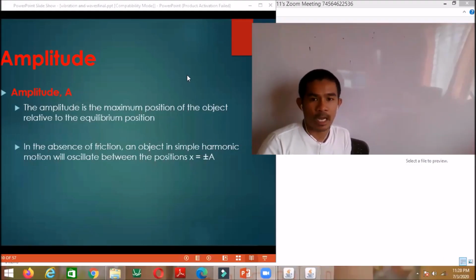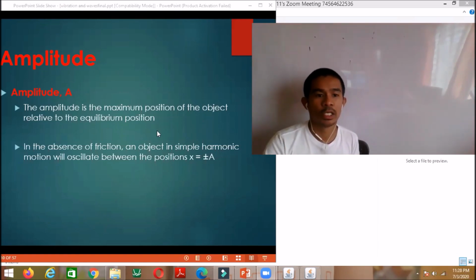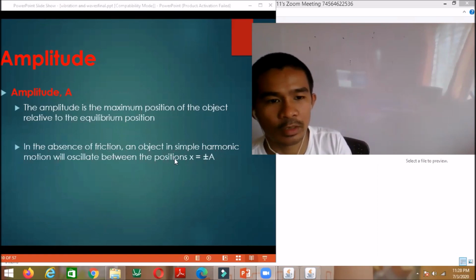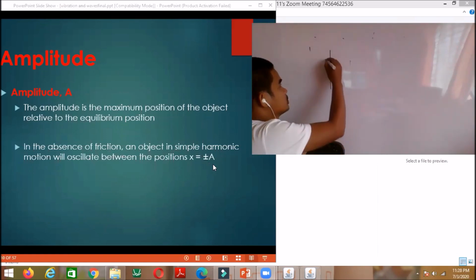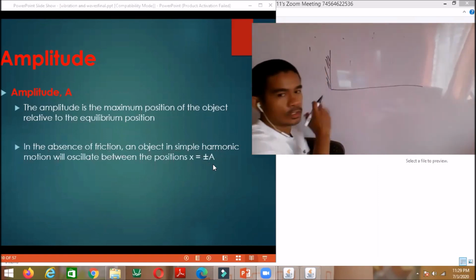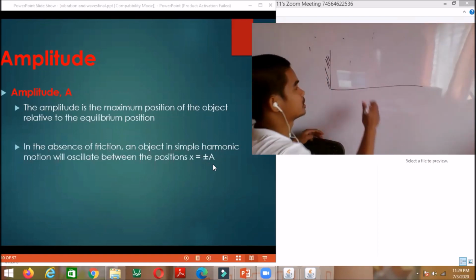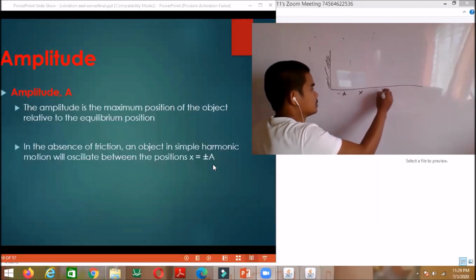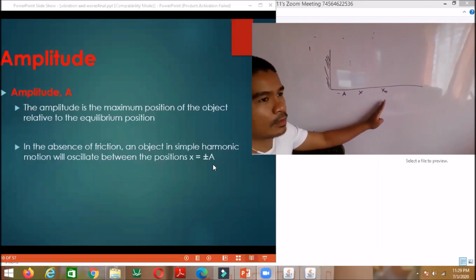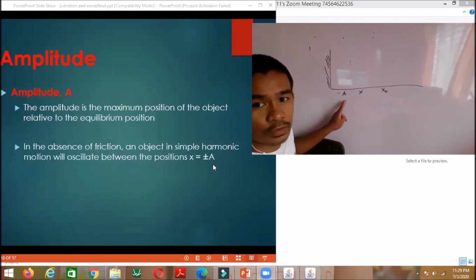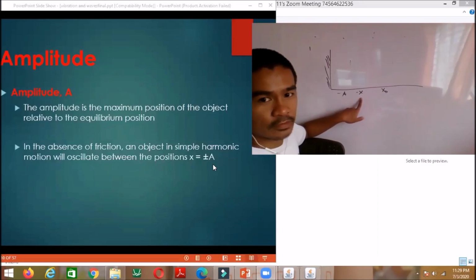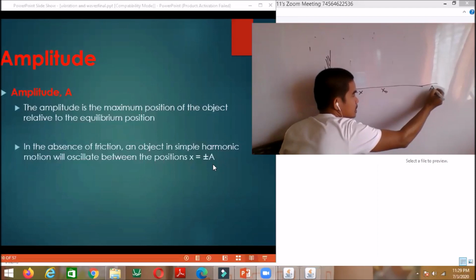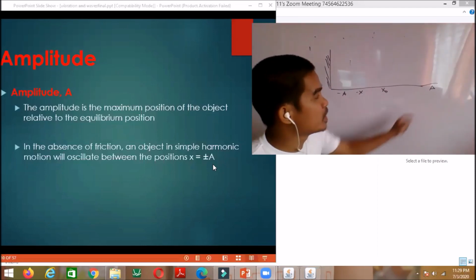So this is what I told you. Amplitude is the maximum position of the object relative to the equilibrium position. And in the absence of friction, an object in simple harmonic motion will oscillate between the positions positive and negative A. For example, assuming that this horizontal plane is frictionless, this is negative amplitude, which is the maximum compression of the spring. And then the position between the equilibrium position and the negative amplitude is negative x. And then we have the maximum displacement when we stretch the spring, we have positive amplitude.